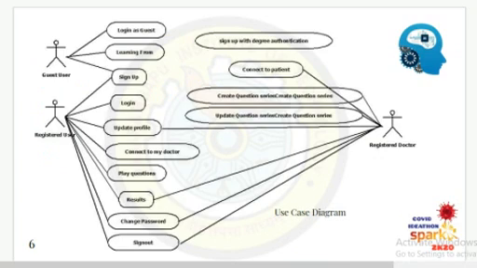This is the use case diagram for our proposed system. There can be two types of users, a guest user and a registered user, and the third user will be a registered doctor. The registered doctor should have a degree in the medical field.